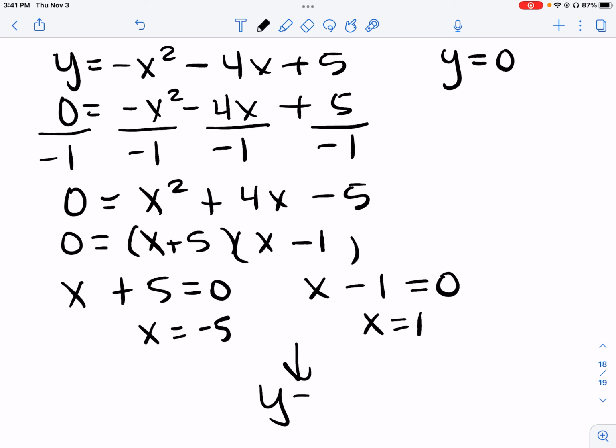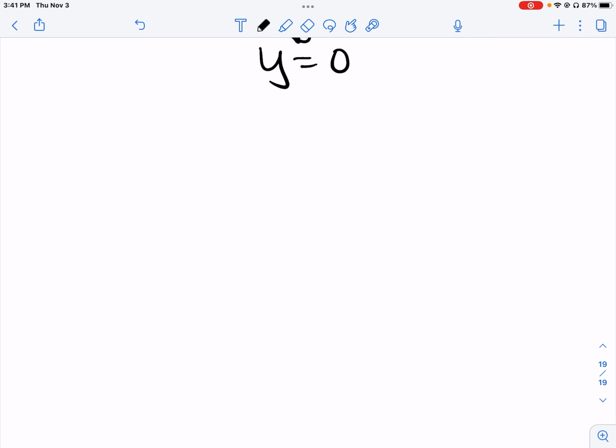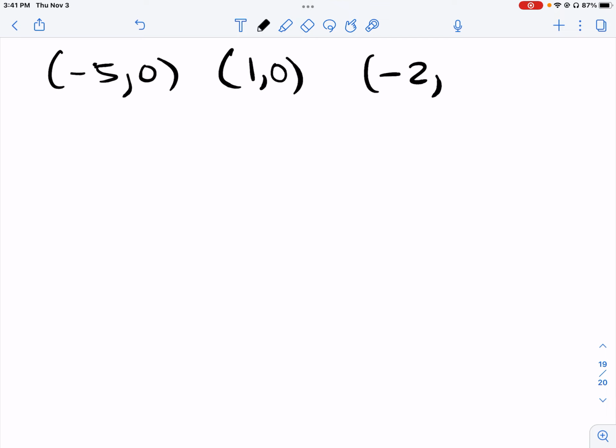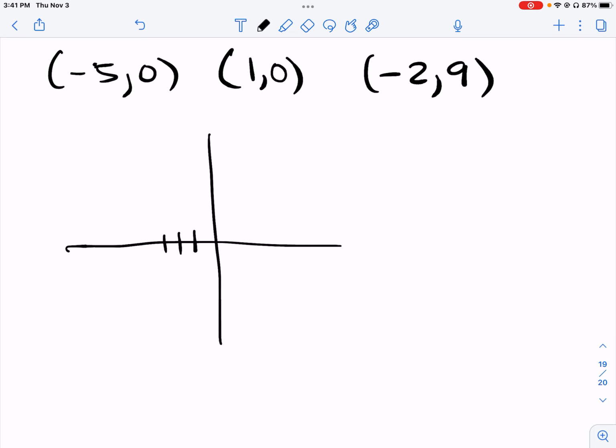Remember, this is when y equals to 0. Okay, so we have what points? Negative 5, 0. Oops, too many. 1, 0, negative 2, 9. Negative 5, 0, left 5, up 0. 1, 0, right 1, up 0. Negative 2, 9 is left 2, up 9.